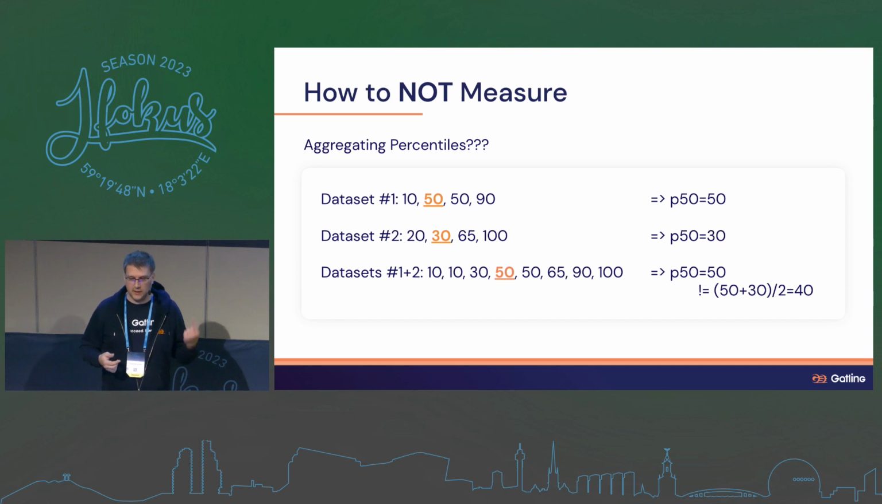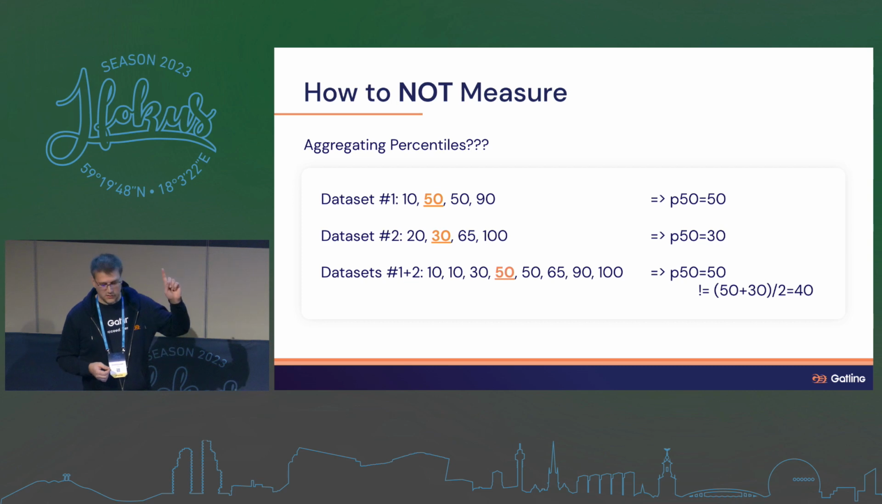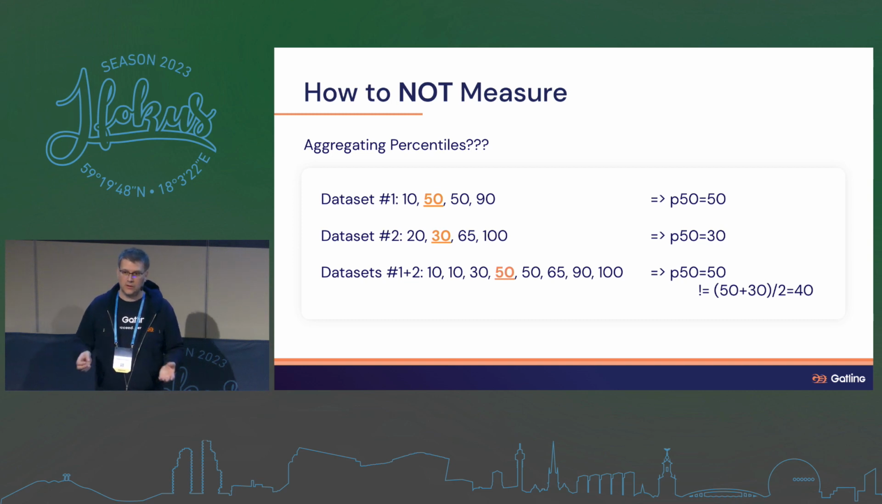You will probably try to build an average of the values of the percentiles. And you can see with this example that it's just plain wrong maths. If we merge the data sets together, the 50th percentile, the median value, is 50, but 50 is different from the average of 50 and 30. So you cannot compute averages on percentiles. It's broken maths, it's nonsensical, and yet you probably have lots of tools that actually do that.